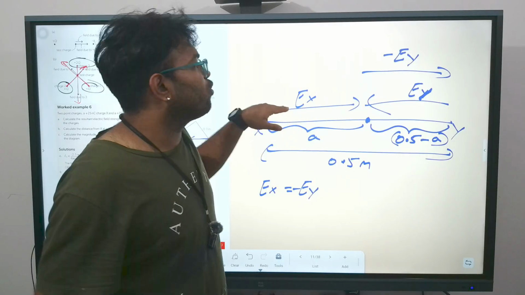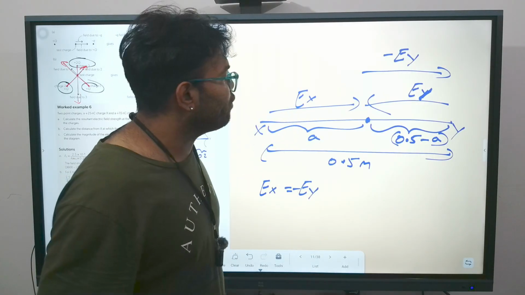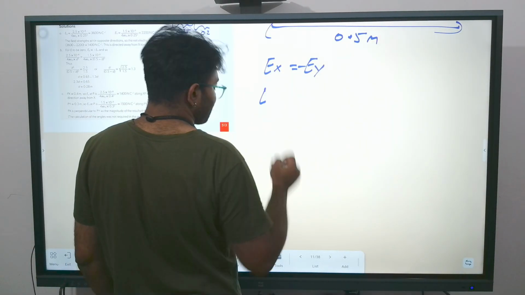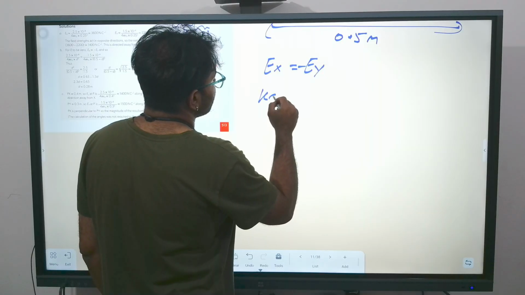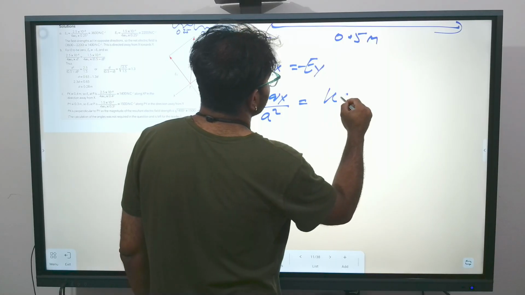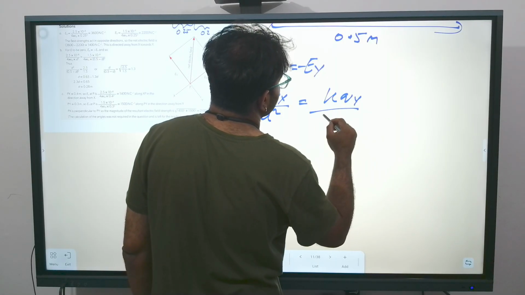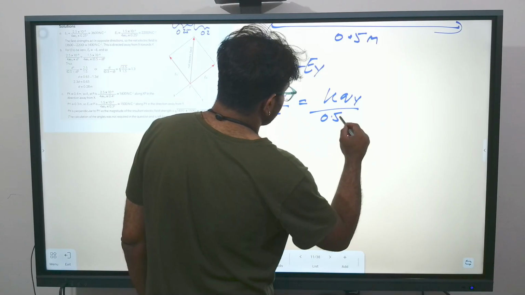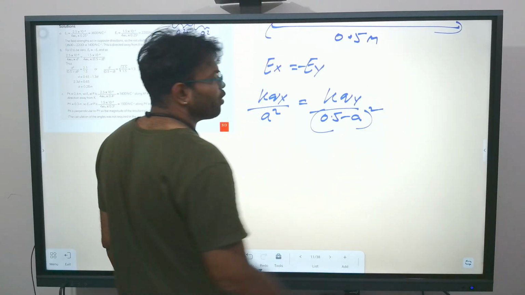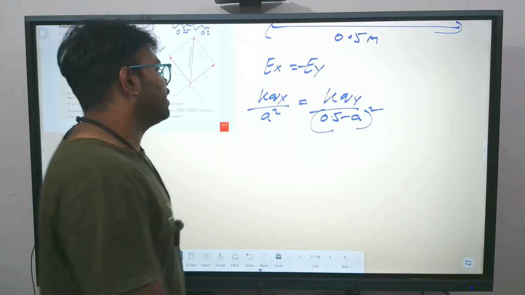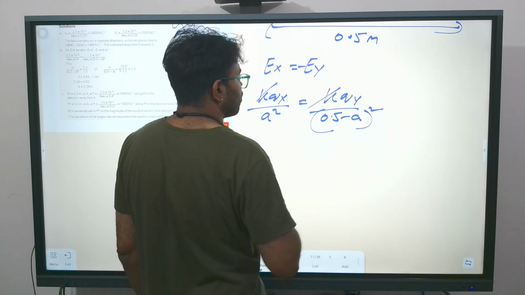If both of them are going to be equal, at the end of the day you have to do that only. You have to say that basically k q of x upon a square should be equal to k q of y upon 0.5 minus a the whole square. That's what we are going to do at the end of the day. Yes, we are going to do that only. So basically the k gets cut off.